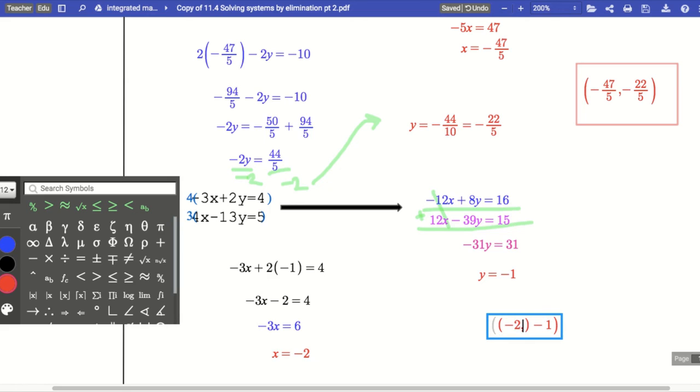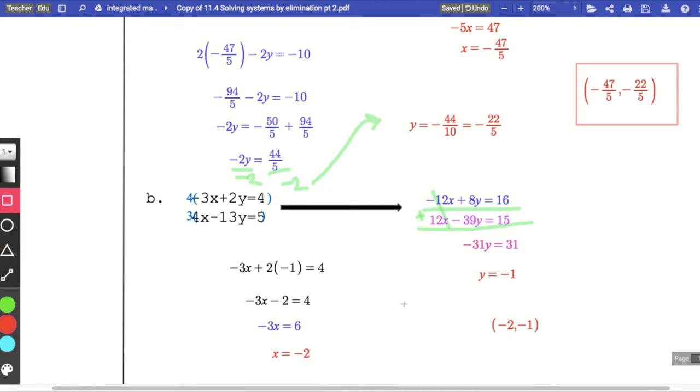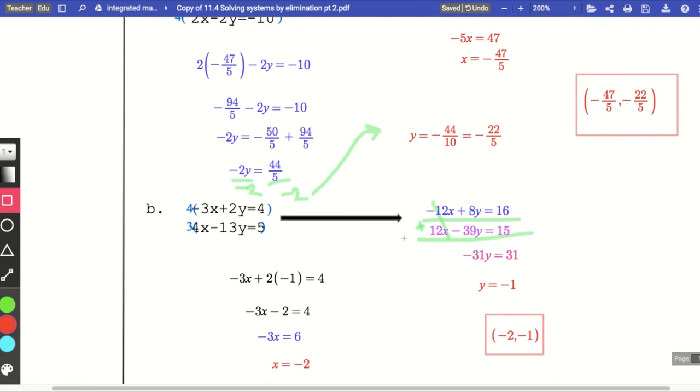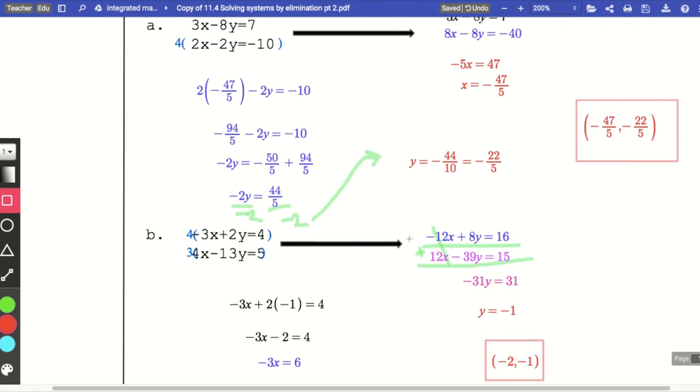So you can see that we can still do elimination even if they don't have the same variables. We just got to do a little bit of multiplication to get there first. And so really, when you're looking at your problems, you're going to want to decide, is substitution better or is elimination better? And sometimes, even if you have to do that one extra step in elimination, it's not the end of the world.